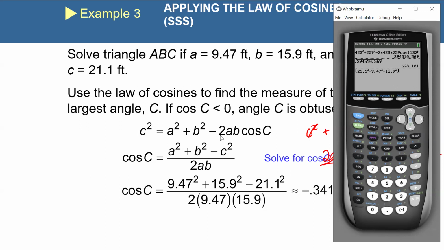Now I'm going to divide by negative 2ab. So I divide by negative 2 times A, which is 9.47, times B, which is 15.9. I'm working backwards to get it by itself. Now everything is in, I hit enter, and it tells me negative 0.341.